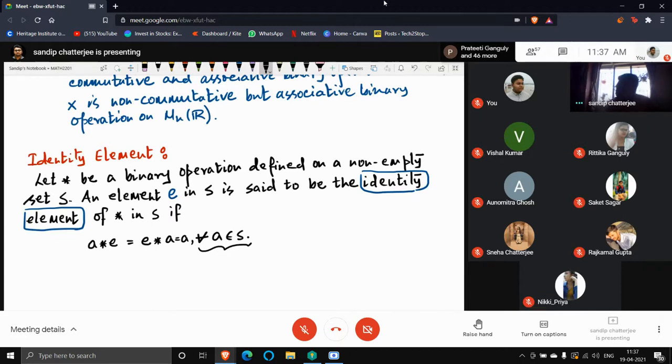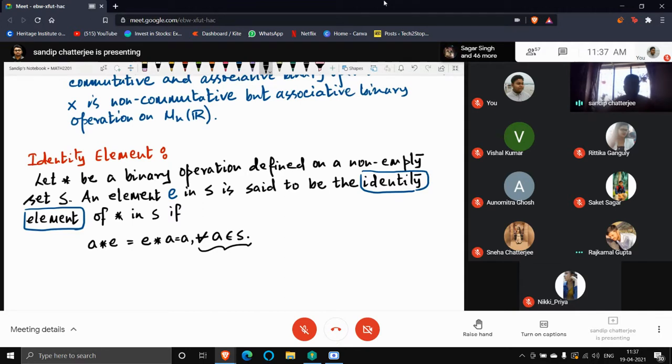Is it okay? Yes, sir. Just keep in mind what is the role played by 0 in case of addition and what is the role played by 1 in case of multiplication on the set of real numbers. We have just generalized that concept here.